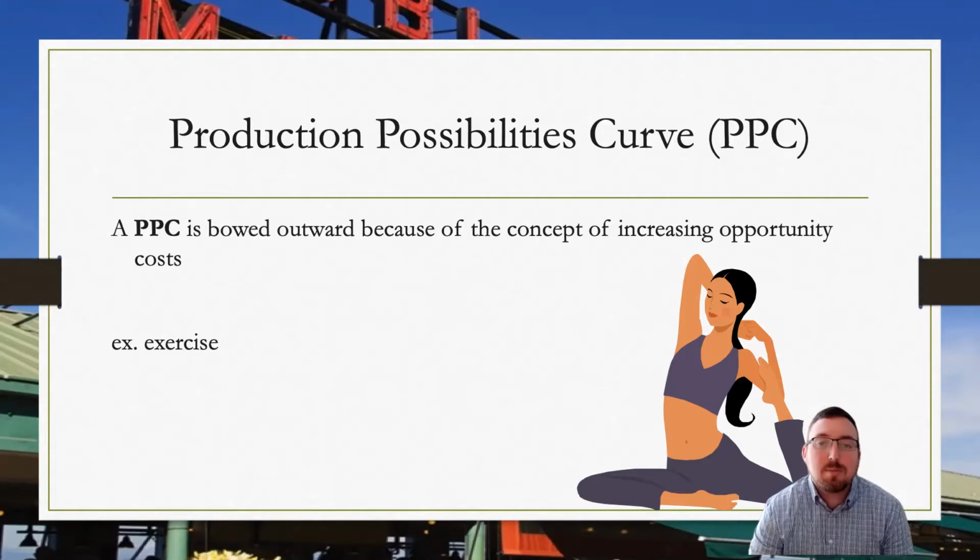Okay, so why is it bowed out? Well, a PPC curve or production possibilities curve is bowed outward because of the concept of increasing opportunity costs.